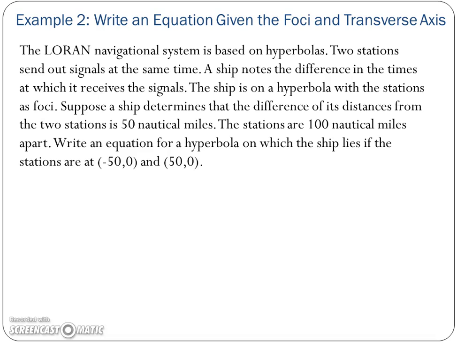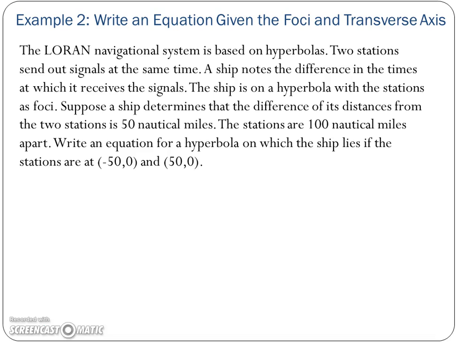Alright, our next example: the Loran navigational system is based on hyperbolas. Two stations send out signals at the same time. The ship notes the difference in the times at which it receives the signals. The ship is on a hyperbola with the stations as foci. Suppose a ship determines that the difference of its distances from the two stations is 50 nautical miles. The stations are 100 nautical miles apart.